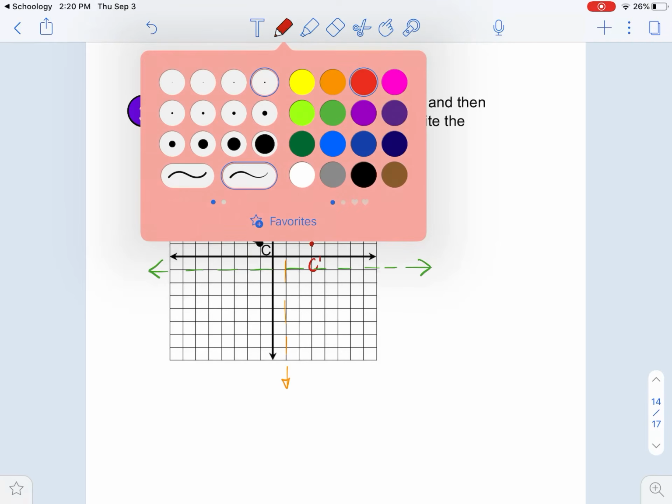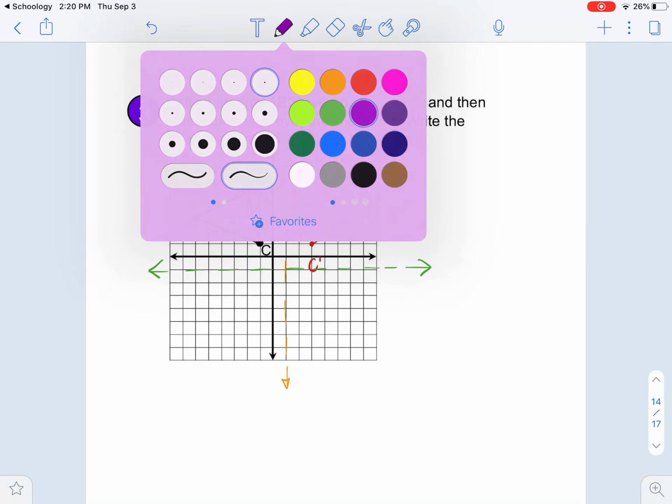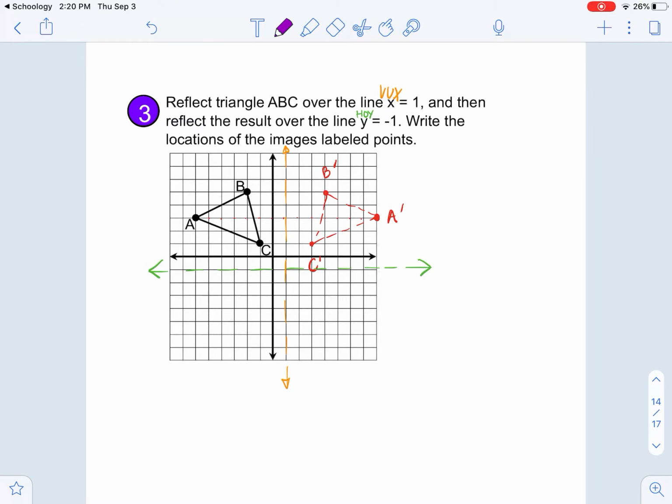I just realized I didn't connect my points with dashed lines, so I'm going to do that right now. Okay. All right, now I'm ready to graph my image, my final triangle. So I'm going to reflect over this green line. It's 2 above, so I'm going to go 2 below. That's C double prime. A is 4 above, so I'm going to go 4 below.